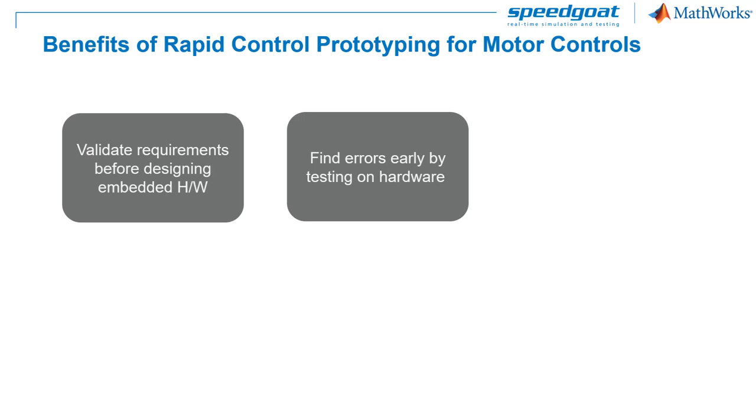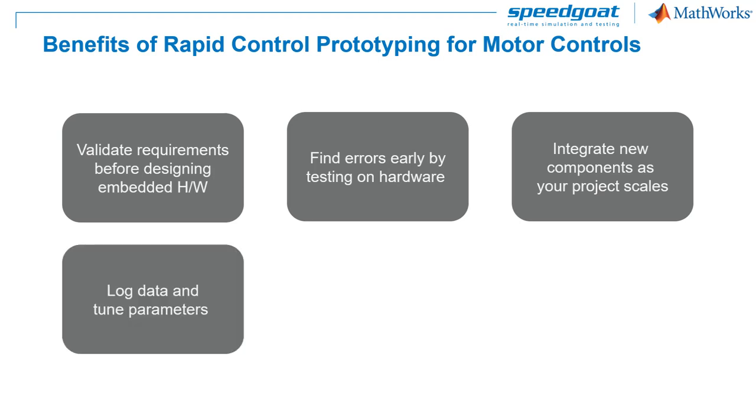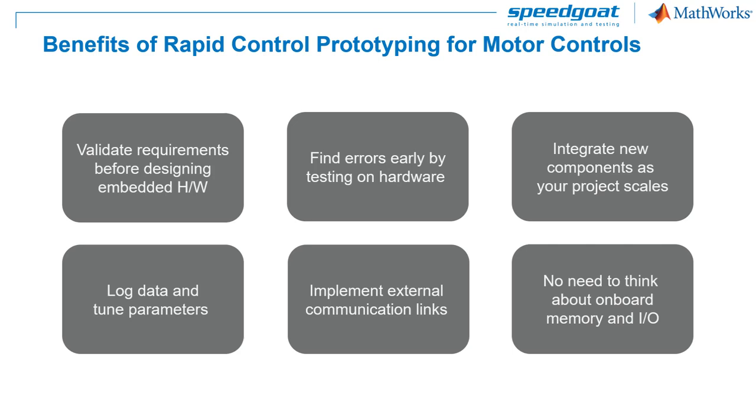Some mistakes can be found also with desktop simulation, but testing on hardware can introduce new variables. Also, your desktop models benefit greatly from RCP because you can compare desktop simulation and hardware testing. For example, you can integrate new components, such as new I/O channels, without having to redesign the embedded hardware. You can tune parameters and log data using MATLAB and Simulink. You can add communication interfaces by simply using driver blocks, and you keep the focus on the control algorithm. Eventually, you don't have to think about accessing onboard memory and I/O registers.